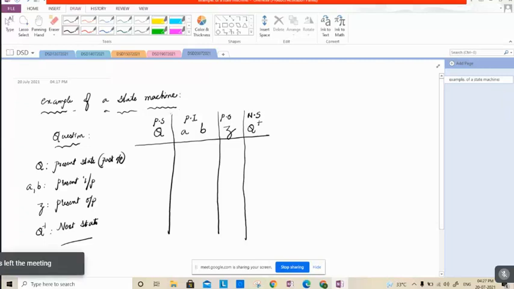Now, does Q have to be considered as input or not? Can we consider Q as input? Do we need to take Q also as input? Present state, will it be an input for a function? Yes, sir. Present state is an input for a function. Whether the function depends on it or not is secondary.